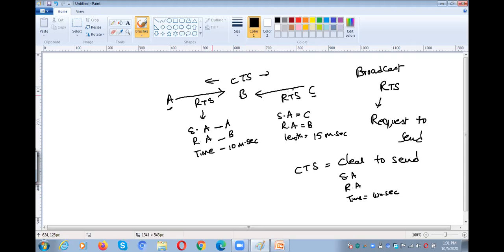So obviously B is willing to communicate with A, for example. So in B's CTS, what will be the source address? The source address is A. Why? Because A is requesting B, saying I want to send something, so B is accepting the request of A. So the sender address is A and the receiver address is B, and the time of communication is 10 milliseconds.